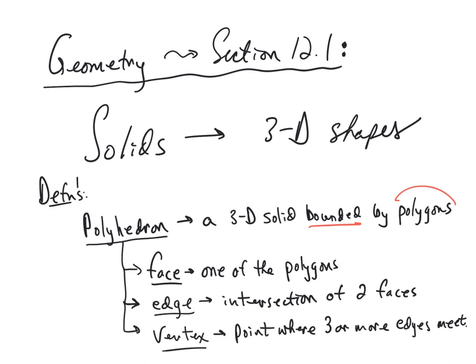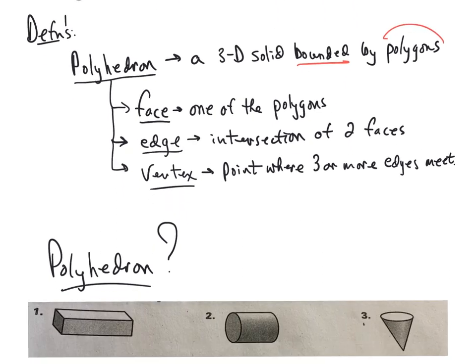Okay? Now some of the other definitions that go along with the polyhedron are face, edge, and vertex. And the definitions, as you can see on the screen: face is one of the polygons, meaning one of the polygons that makes up the polyhedron. Edge is the intersection of two faces. So where two faces come together, that's called an edge. And vertex is a point where three or more edges meet. Okay? So feel free to get those definitions down when you have the chance. Pause the video if you need to.